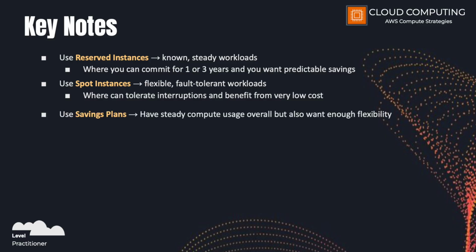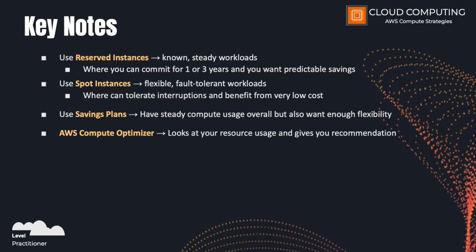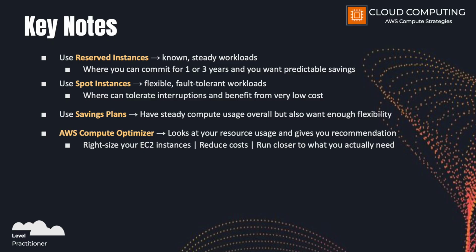And you can consider using saving plans because they help you lower compute costs by committing to a consistent level of usage over time while keeping the flexibility to change instance types or even move between EC2, containers, and serverless services. AWS Compute Optimizer removes guesswork by analyzing real usage and suggesting better instance sizes.